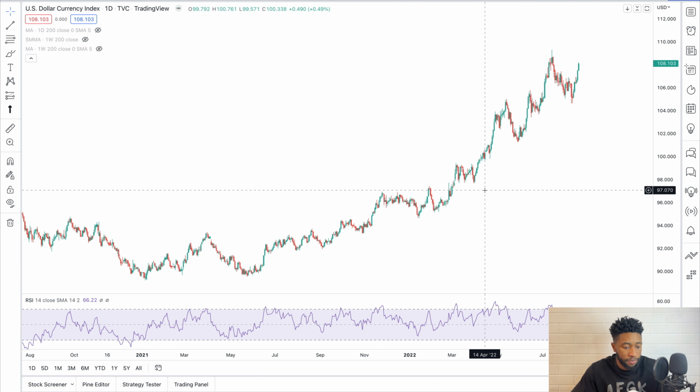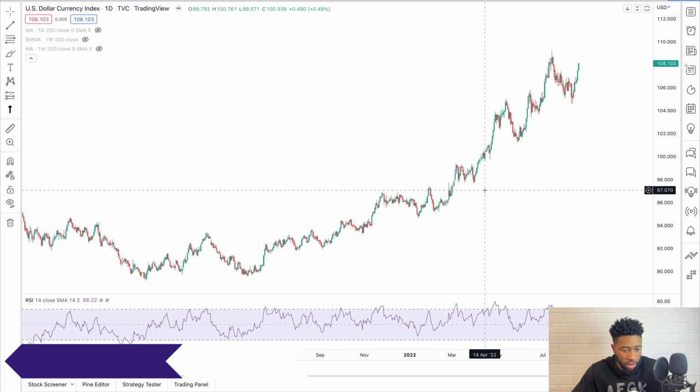Now let's get started. So today we'll be starting with the DXY. So this is the dollar strength index. Since the dollar has been a major move in the forex market these past few months, I felt it's necessary for us to start with analyzing the DXY.